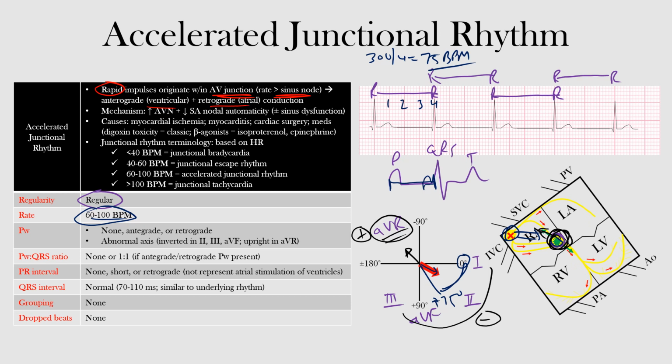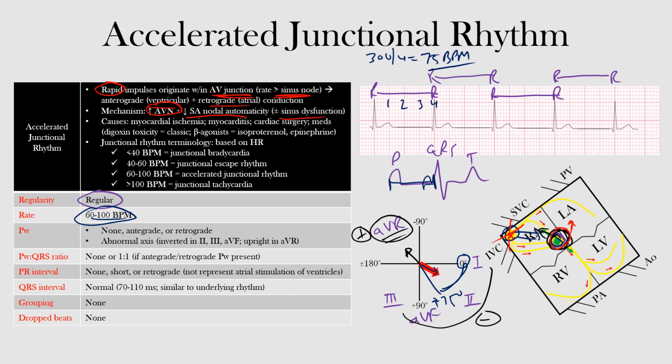The mechanism may be a result of a decrease in SA nodal or sinus nodal automaticity, or sinus dysfunction where the sinus node isn't working, coupled with an increase in AV nodal automaticity, okay? The AV node firing a little faster than it should. Some causes we mentioned here: ischemia, myocarditis, surgery, medications, and so forth, okay?